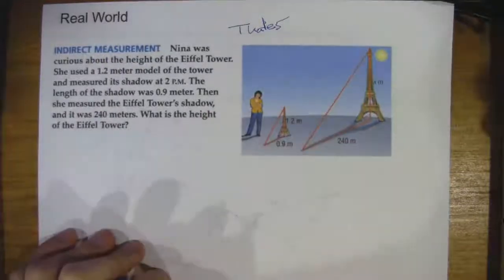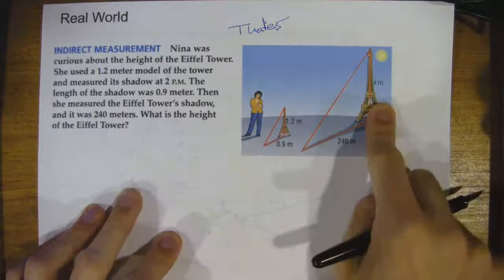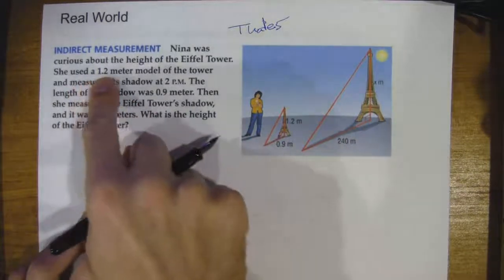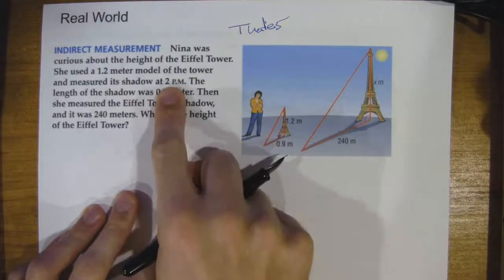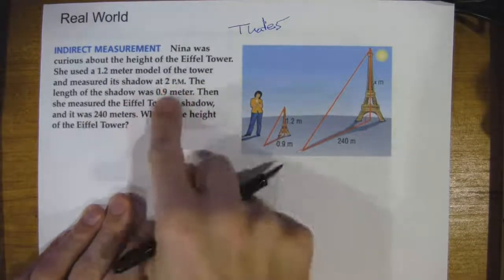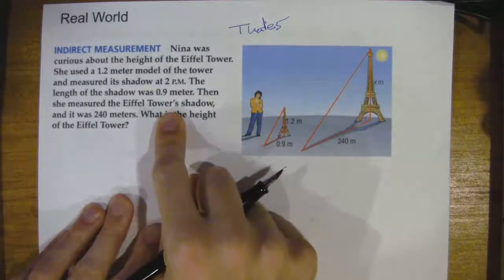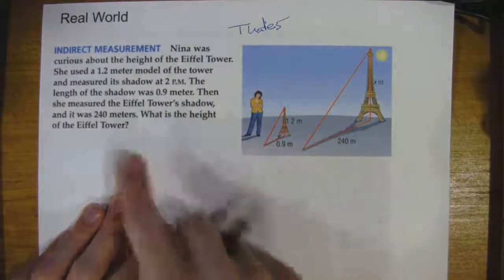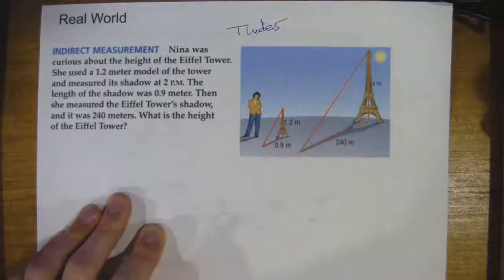So let's look at this one. We're told that Nina was curious about the height of the Eiffel Tower. So there it is. She used a 1.5 meter model of the tower, and measured its shadow at 2 in the afternoon. Wonderful. The length of the shadow was a little less than a meter, so 0.9. She then measured the Eiffel Tower's shadow, so hopefully she was standing close to that end, and measured 240 meters. What is the height of the Eiffel Tower?